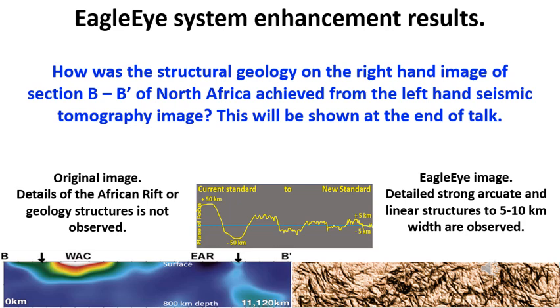The original image details the African rift. Geology structures are not observed. The EagleEye image detailed strong arcuate and linear structures, 5 to 10 kilometres in width, are observed.